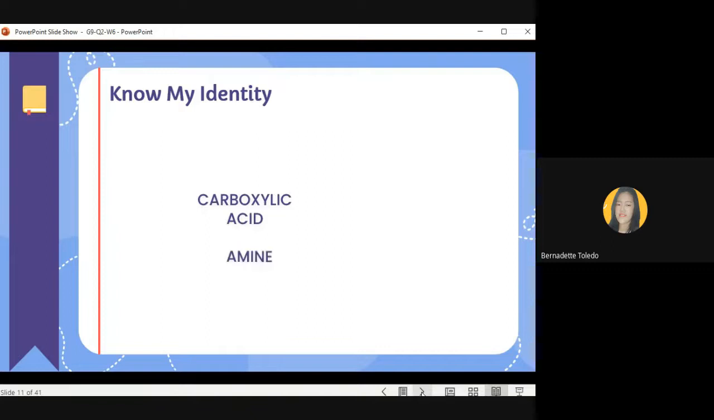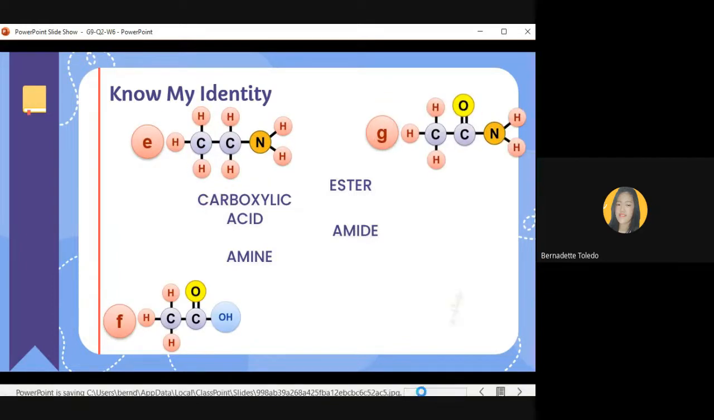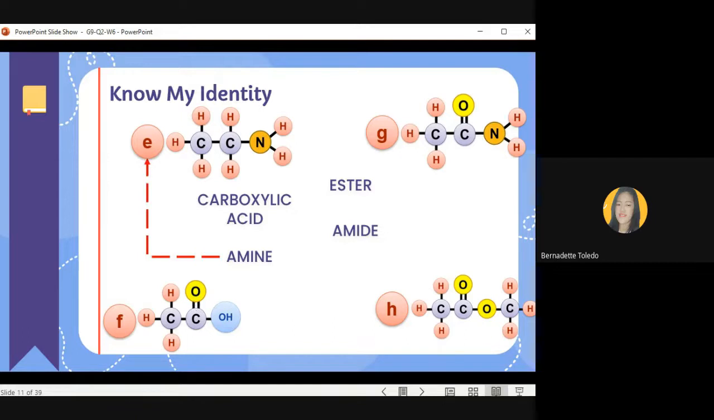Now know the identity of the following compounds. It's either carboxylic acid, amides, amine, ester, or amides. So for letter E, it is an example of an amine. As you can see here, yung carbon chain ay nakakonekta sa isang nitrogen atom. So kapag ganun, that is an amine. Ang tatandaan lang diyan, kapag may nitrogen connected to a carbon chain, that is an amine.